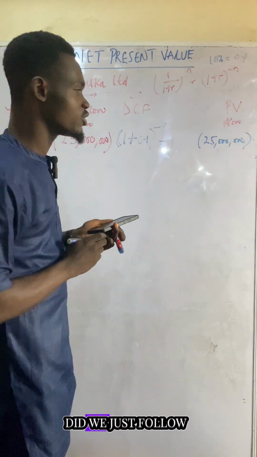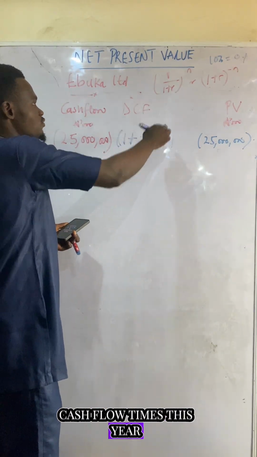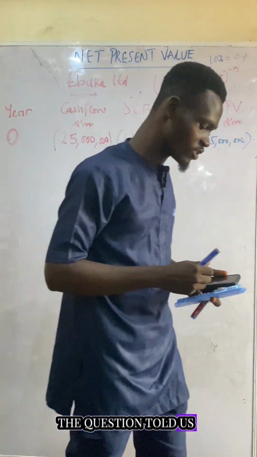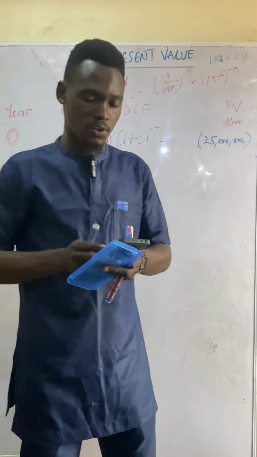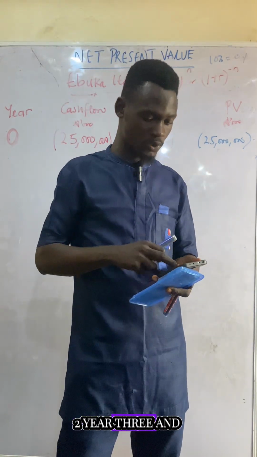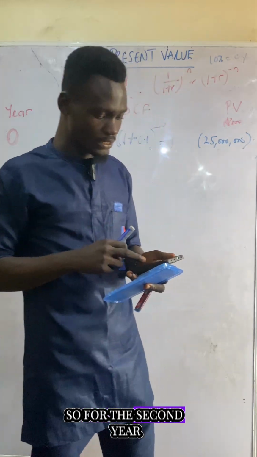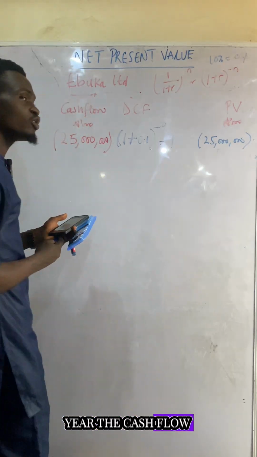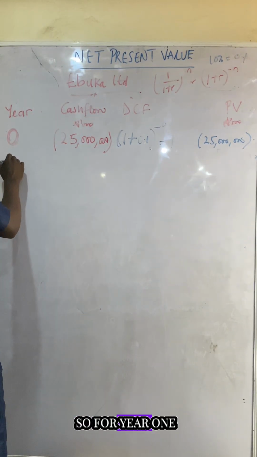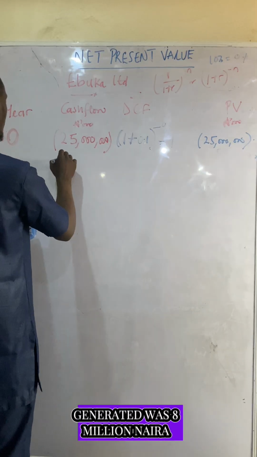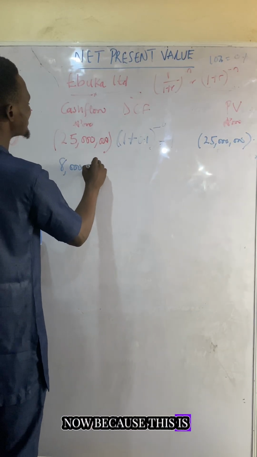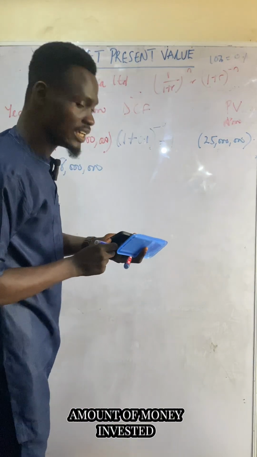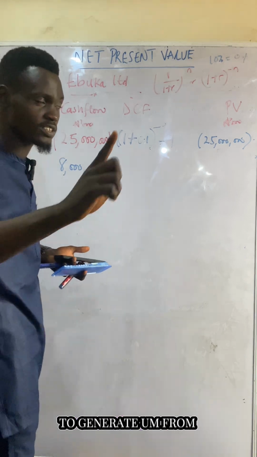So what did we just do? We just followed the formula that says cash flow times DCF to give you the present value. Moving on to the next. The question told us the returns are spread over a period of 4 years, so we have year 1, year 2, year 3, and year 4. For the first year, the cash flow generated was 8 million naira. Because this is a return, it doesn't have to be in brackets anymore, since brackets mean the initial amount of money invested. Here is the return, the profit we began to generate from year 1.